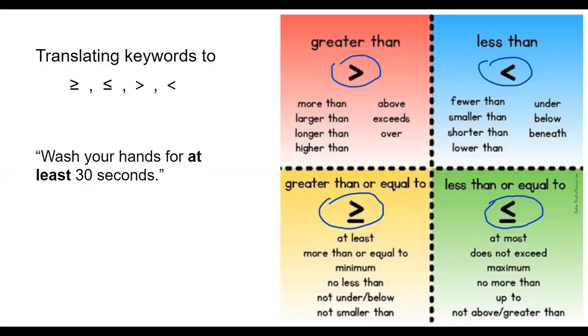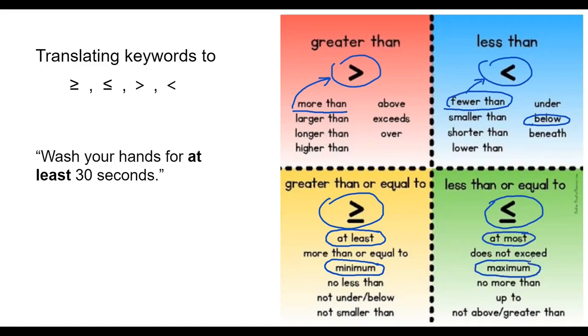So we want to look for words like more than in the word problem that are going to connect us back to that operator. For less than, we might be looking for a word like below or fewer than that would give us a clue that we are talking about that operator. Common phrases for greater than or equal to are at least, or minimum. And for less than or equal to, at most, and maximum. Now, I'm not going over all of these.